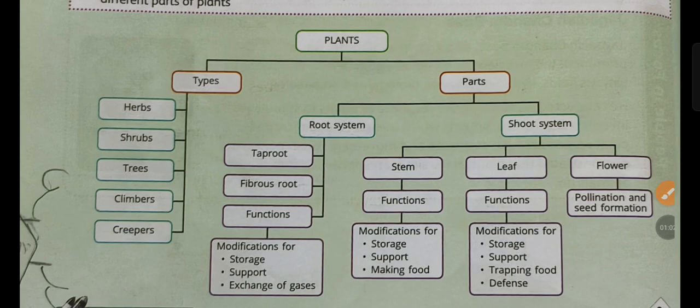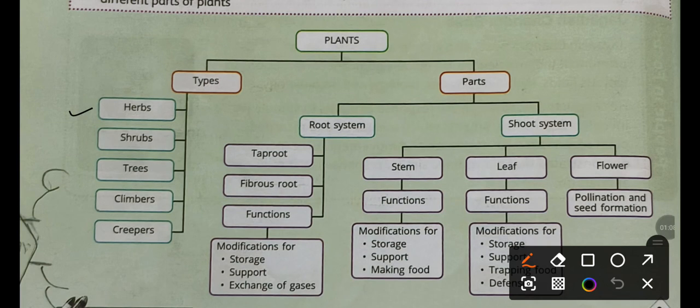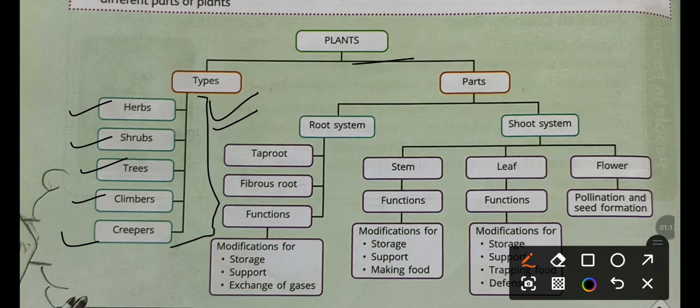So the first is the types of plants. Here are some types of plants, as you can see: herbs, shrubs, trees, climbers, creepers. All of these are the types of plants. The easiest way to learn this would be herbs, shrubs. They are matching. Creepers, climbers also matching, and at the last, trees. So herbs, shrubs, creepers, climbers, trees.